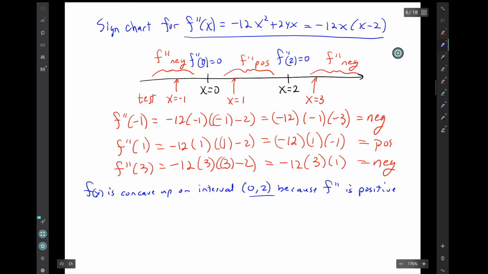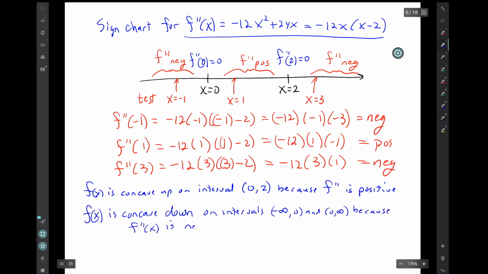Also notice that I use the word interval because this symbol could be ambiguous. Somebody reading this might think that it refers to a point on the graph. It doesn't. It refers to an interval. So I said that it's an interval. So we have the intervals where f is concave down, 2 intervals. Now we need to figure out the inflection points.